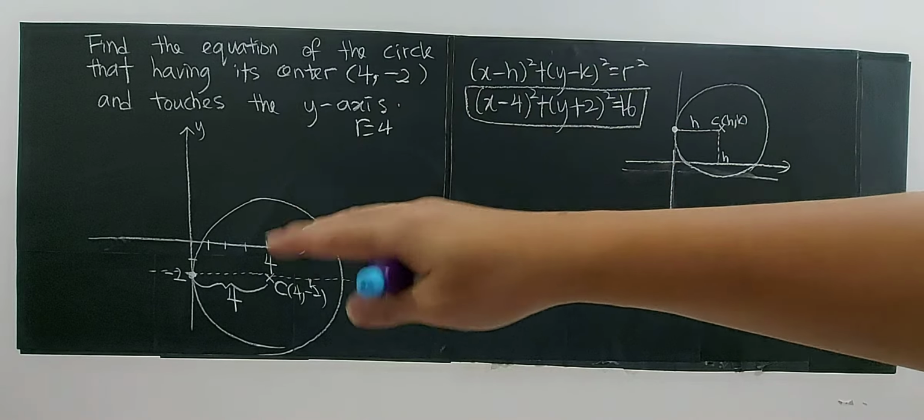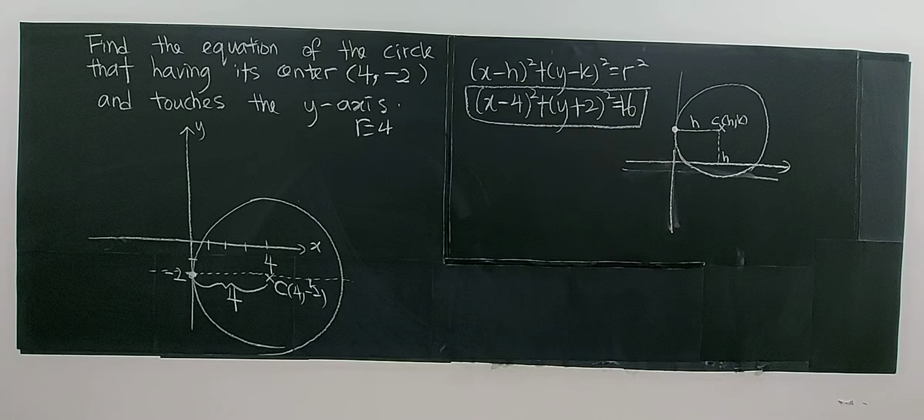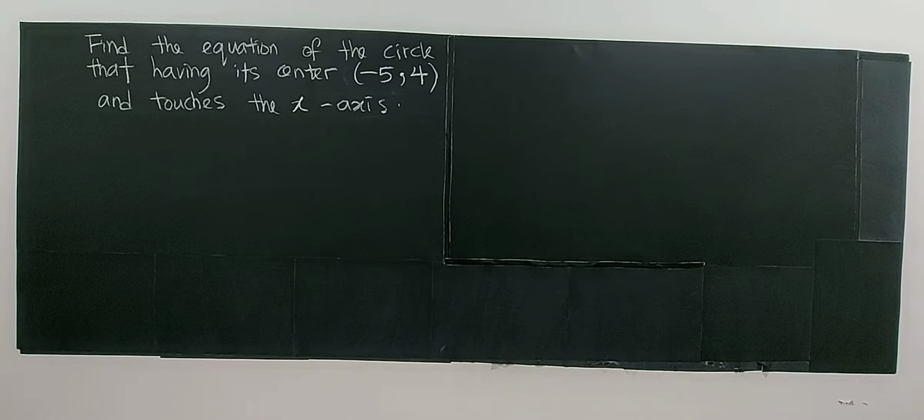So this is the way you understand, right? This is the standard equation of the circle. Right, okay, let's continue with this. Find the equation of the circle that has its center at (-5, 4) and touches the x-axis.